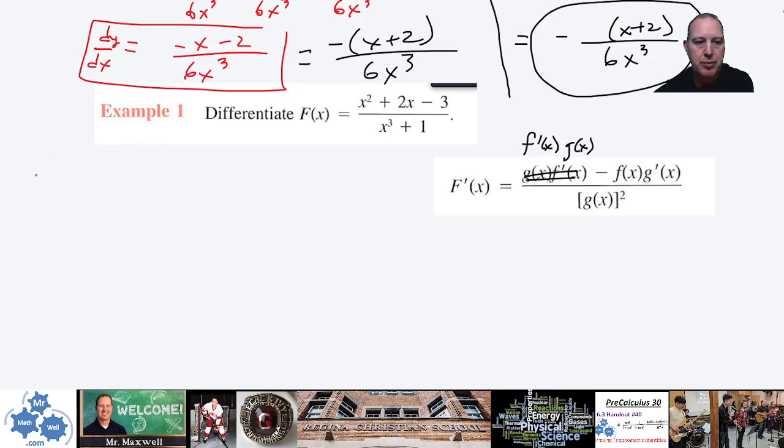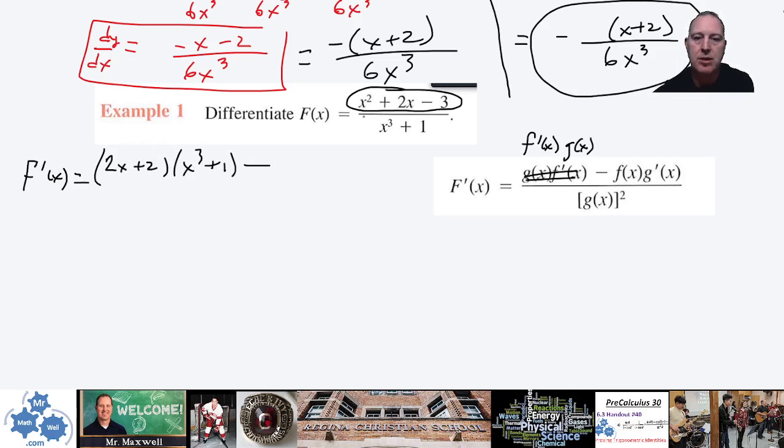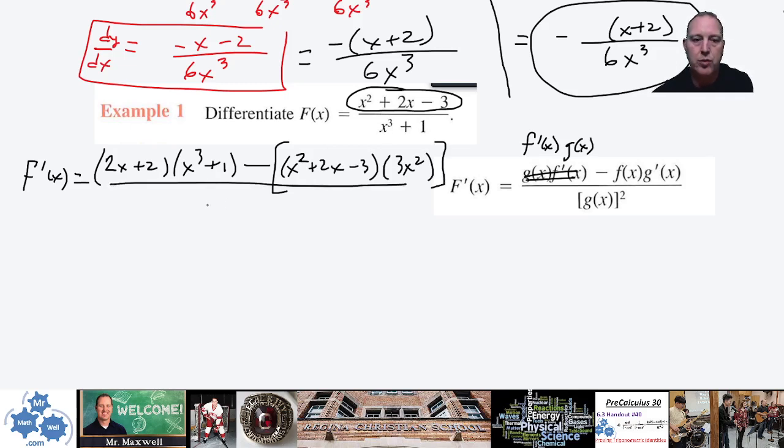So derivative of the top. Okay, so this is f prime of x, and the quotient rule says the derivative of the top, which is 2x plus 2, times the bottom, x cubed plus 1, minus the top, okay, so here we go, the big top there, x squared plus 2x minus 3, times the derivative of the bottom, which is just 3x squared, all over the bottom squared. Now, remember I said you don't have to expand this out in the bottom? I wouldn't.